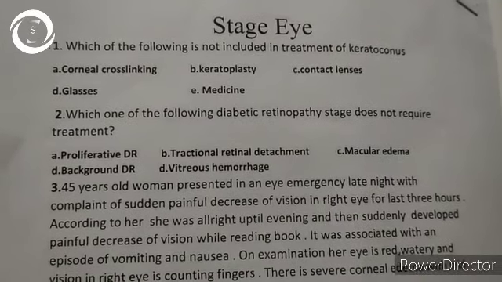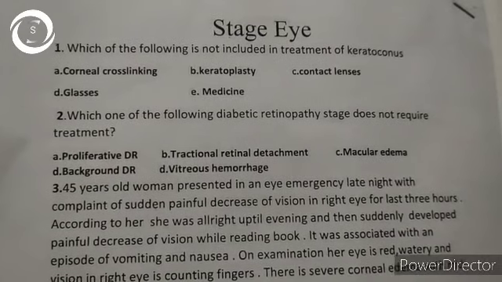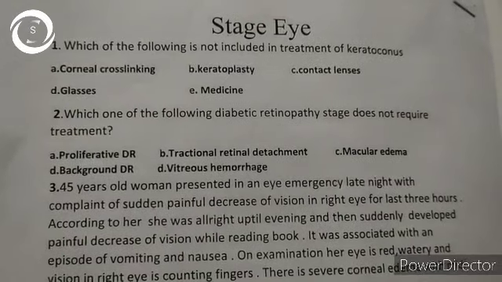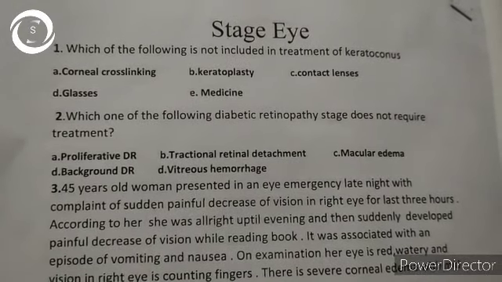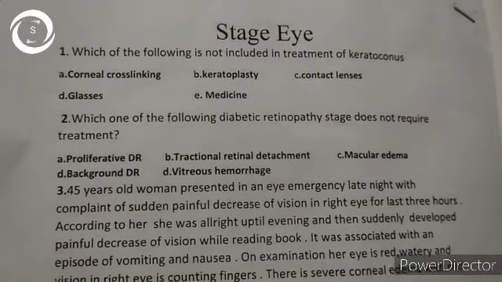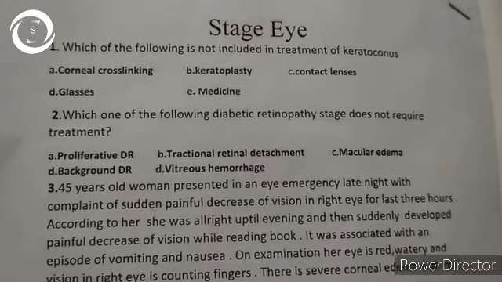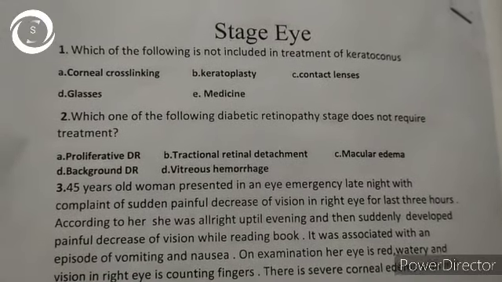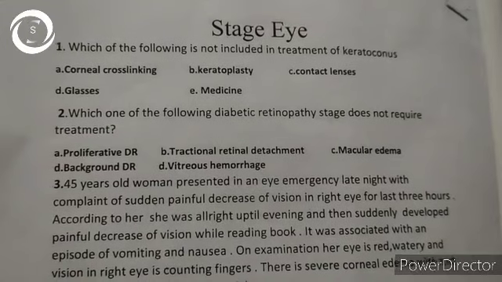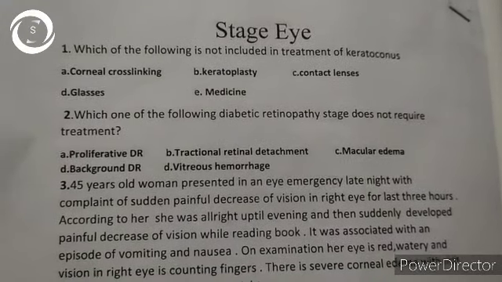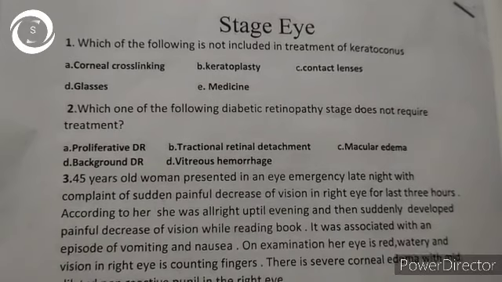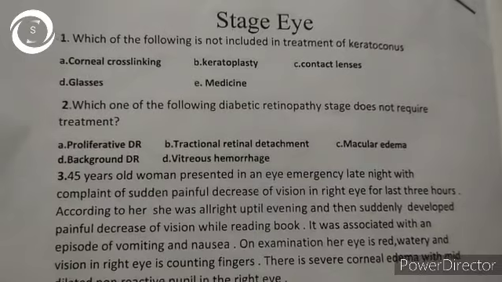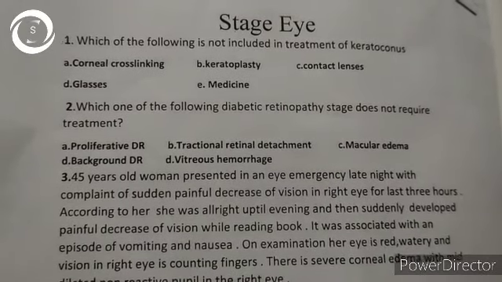Then there is option D, background diabetic retinopathy. In background diabetic retinopathy, we have got microaneurysms, dot blot hemorrhages, hard exudates. So this is the stage where we can follow and observe, but we don't need treatment. And then vitreous hemorrhage. Now vitreous hemorrhage also comes in proliferative diabetic retinopathy, so you have to treat vitreous hemorrhage. So the answer of question 2 is background diabetic retinopathy, D.